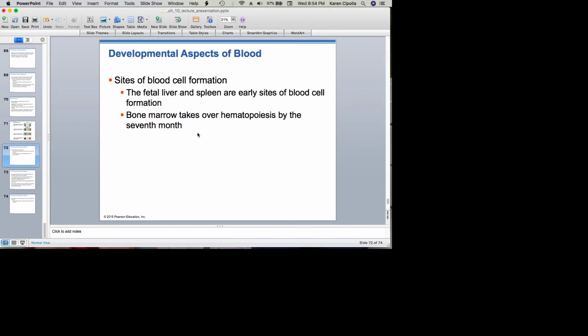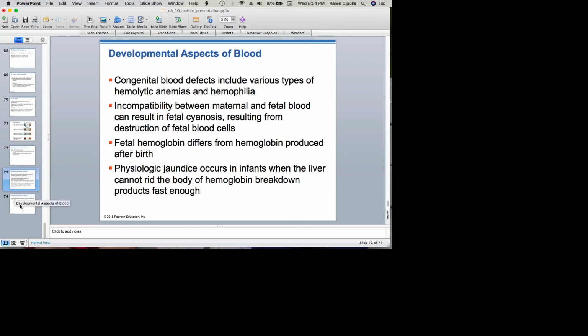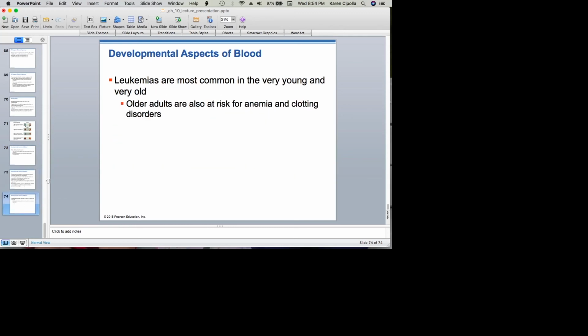And I think we are going to end it here. I'm not going to test you on developmental aspects of the blood, so we are going to move on. And that's the end of the blood chapter.